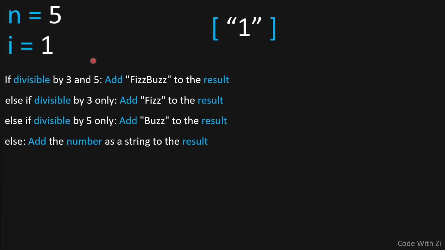Now, when we say divisible, we mean, for example, if we divide 5 by 5, we're gonna have no remainders. Or like if we divide 9 by 3, again, we're gonna have no remainders. But like if we divide 10 by 3, we're gonna have remainders. That's what divisible here means.